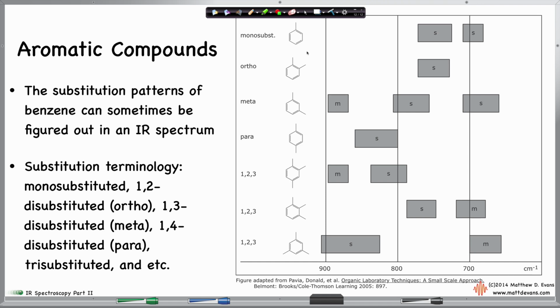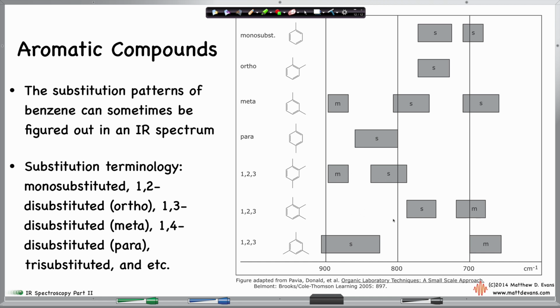And in the IR spectrum, if you look closely enough between 800 and 700, you'll find a pretty strong absorption. The S means strong here at about 750, but also here at 700, and that's what you look for in this region. Orthosubstitution means that you're only seeing a single strong absorption at about 750. You don't have this one. Metasubstitution, you've got a medium absorption, strong, and strong at these values. Para, only a strong one here. 1, 2, 3, substituted, medium, strong.